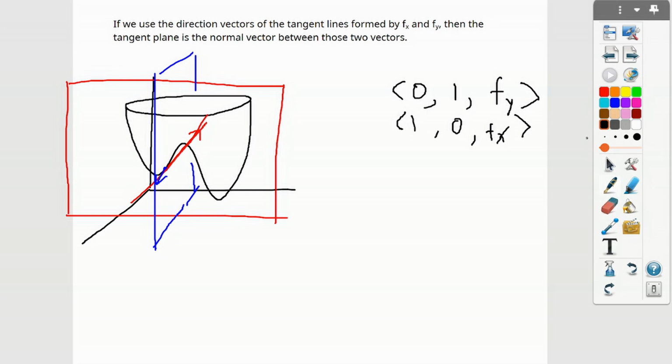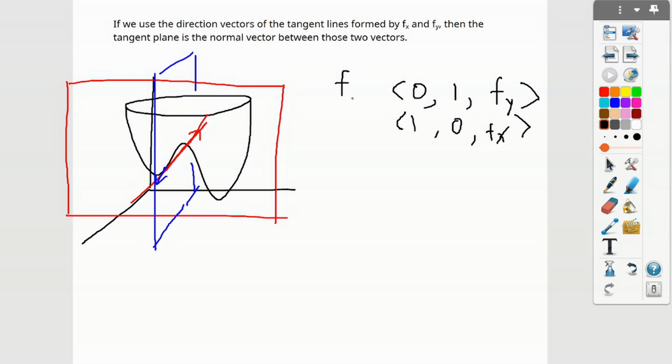Both of these vectors are going to be in the tangent plane. So how do we get a tangent plane if we have two vectors already in the tangent plane? What do we need for a tangent plane? We need a point, which we already have, right? The point would just be x, y, z. And what else do we need? We need a normal vector. We need a vector that's normal to the two vectors already in here.